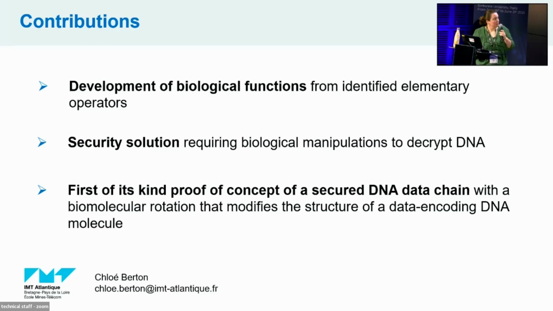And so, to conclude, we've developed two biological functions of biomolecular rotation and biomolecular permutation from several elementary biomolecular operators. We've also developed a security solution which requires biological manipulations to decrypt DNA. And finally, our final result is a first of its kind proof of concept of a secured DNA data chain with a biomolecular rotation that modifies the structure of a data encoding DNA molecule. So thank you very much.